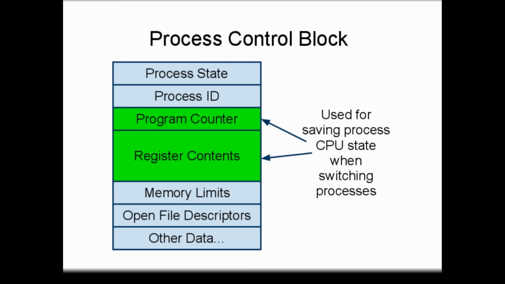When performing a process switch, it is critical that the operating system saves the process's CPU state. At a theoretical minimum, this state information includes the program counter and CPU register contents. In practice, more information will be saved during each process switch.